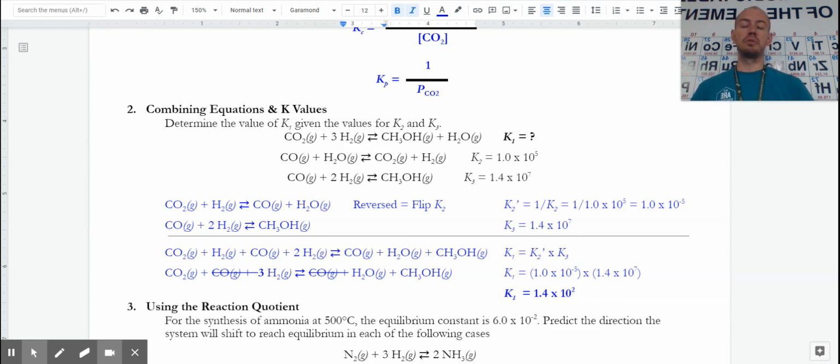So on multiple choice or free response, you might see something where you're just reversing or multiplying a K by a certain value, or very common that you would also be combining them like this, where you would need to do multiple steps.